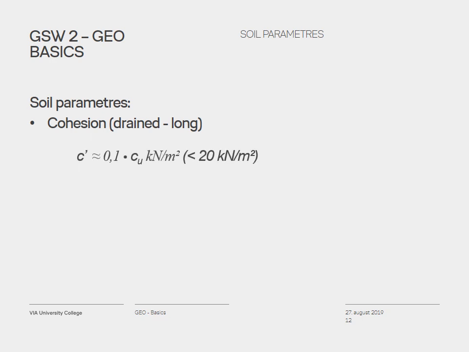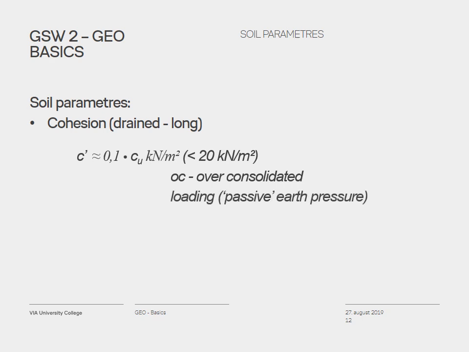Cohesion soils, the effective cohesion, or C prime, often is calculated as 10% of the undrained shear strength. However, it's never more than 20 kilonewton per square meter. You have this C prime for over-consolidated soils, and also in cases where you have loading, meaning in a passive earth pressure.